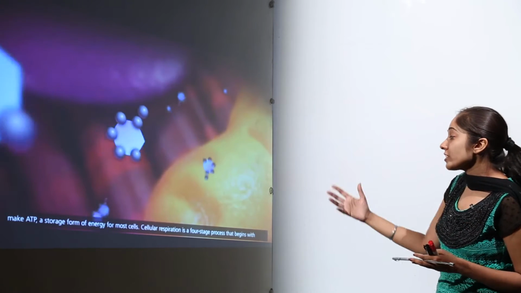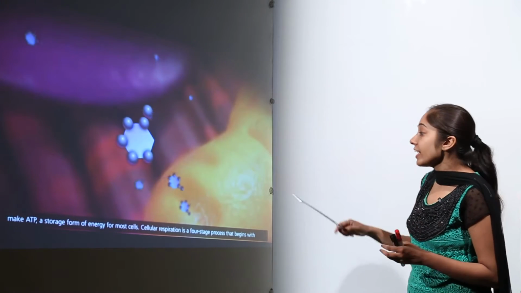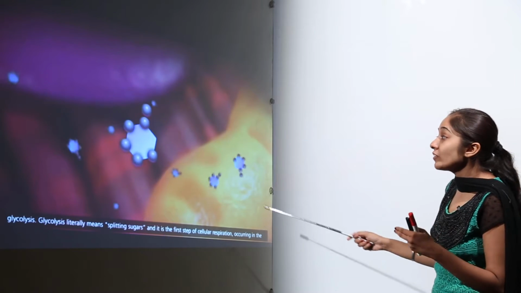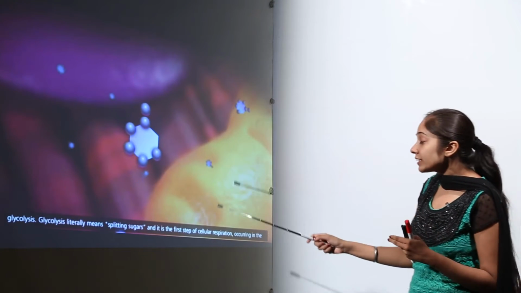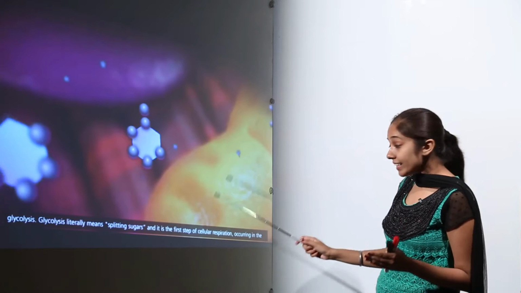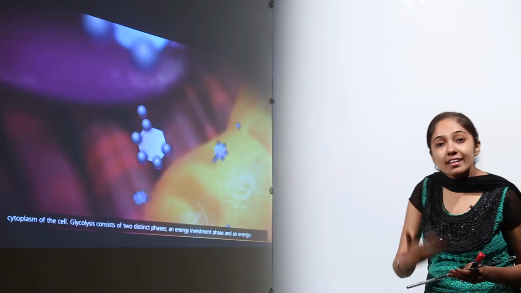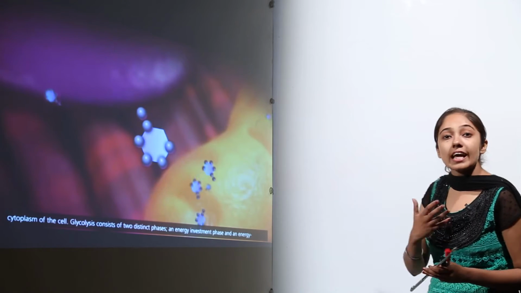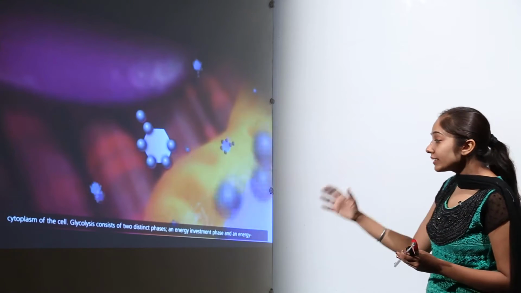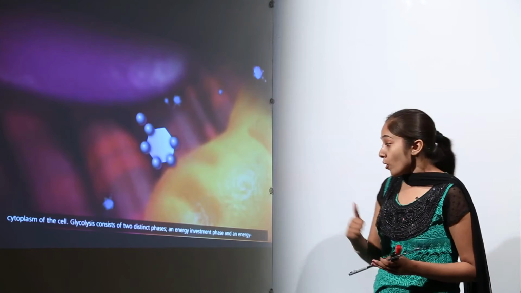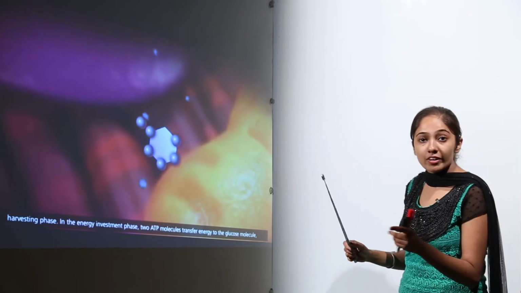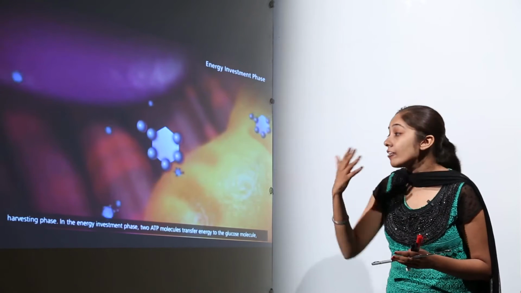Cellular respiration is a 4-stage process that begins with glycolysis. Glycolysis means splitting sugars, and it is the first step of cellular respiration, which occurs in the cytoplasm of the cell. Glycolysis consists of 2 distinct phases: the energy investment phase and the energy harvesting phase.